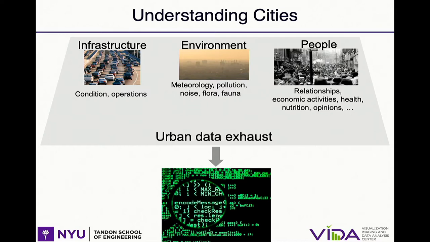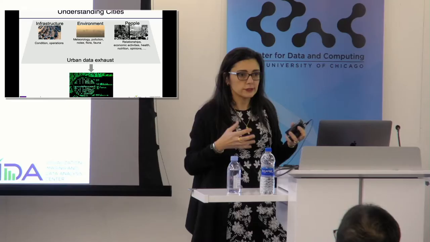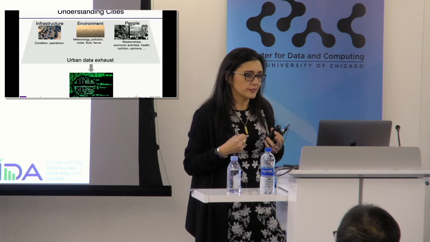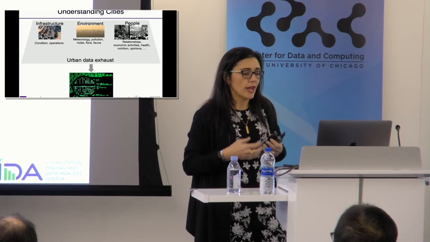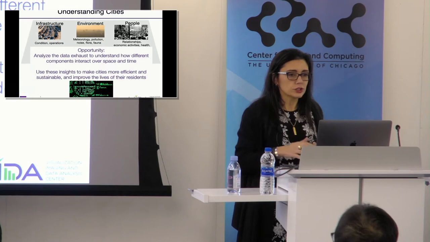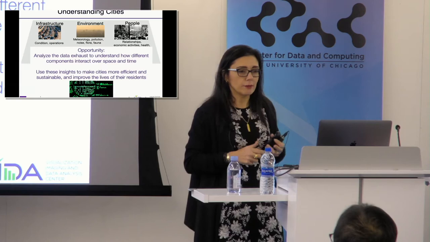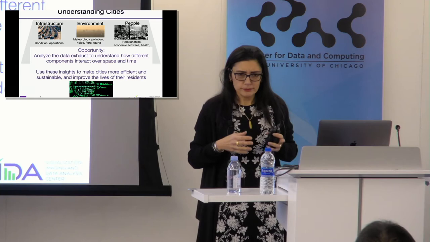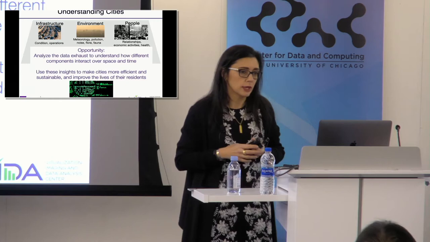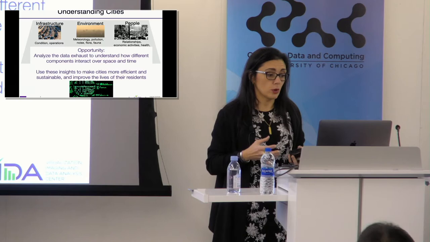And they have all these different components that interact in complex ways. And the idea here is that because these components generate a massive data exhaust, we now have the opportunity to use this data exhaust to understand the rules that govern this city or this urban program. And by understanding these rules and analyzing this data exhaust, we can have a better idea of how these urban components interact over space and time. And we can use these insights to make cities more efficient, sustainable, and ultimately improve the lives of the urban residents.